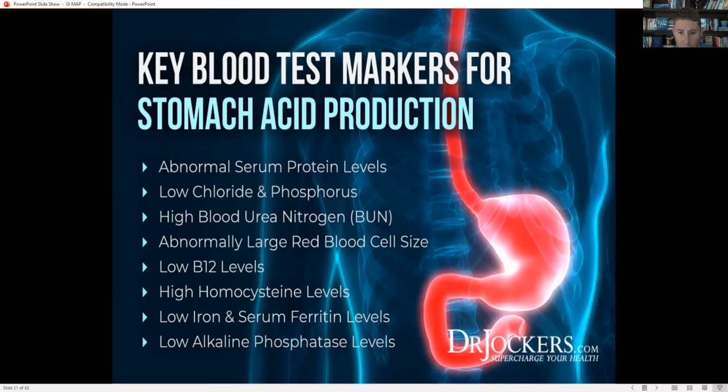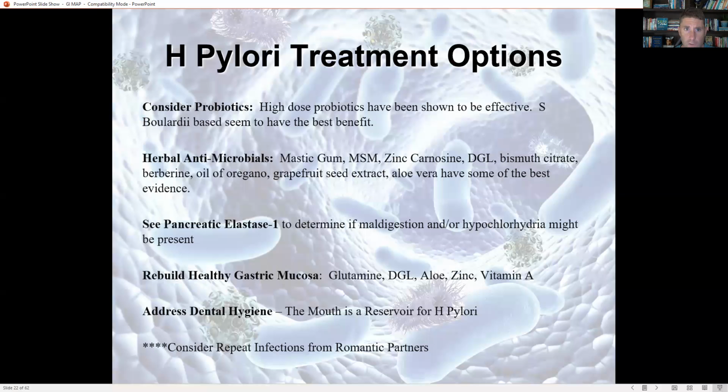And then low alkaline phosphatase levels. Alkaline phosphatase is a zinc-dependent enzyme. So if you see low alkaline phosphatase, again, that could be a sign of low stomach acid as well.